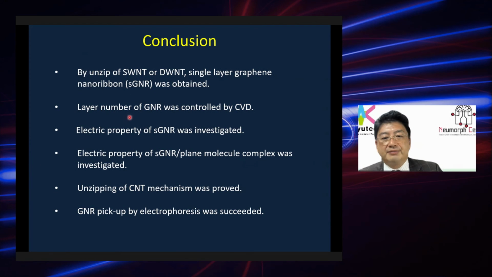And the layer number of graphene nanoribbon was controlled by CVD precisely. The electric property of single layer graphene nanoribbon was investigated. And the electric property of single layer graphene nanoribbon pre-molecule complex was investigated. The unzipping mechanism of carbon nanotube was proved. And GNR graphene nanoribbon pickup by electrophoresis was succeeded.